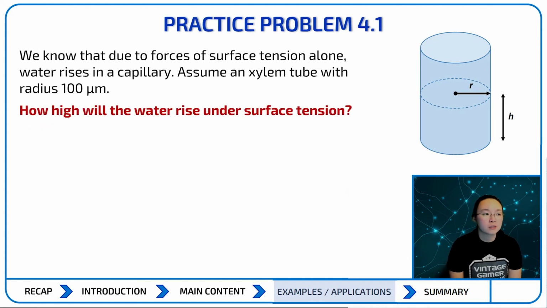Now we have one practice problem for this chapter. We know that because of the forces of surface tension alone, water rises in a capillary. So on the right, we have a picture of a tube. We can assume that it's a xylem tube with a radius of 100 micrometers. So R is equal to 100 micrometers. The height is equal to something that you'll have to solve. So under surface tension, we want to figure out how high the water will rise, try and figure out which equations to use for this, and then we'll take up the solutions in the live lecture.